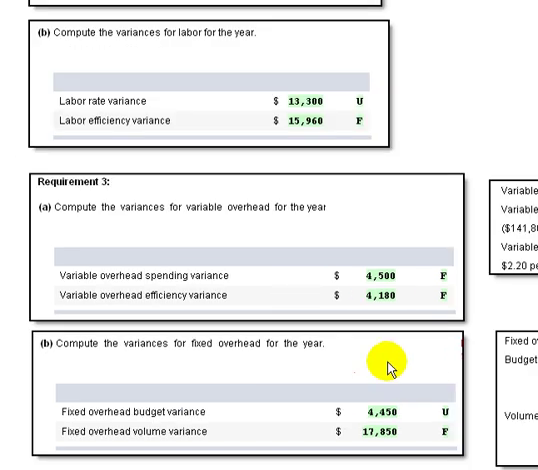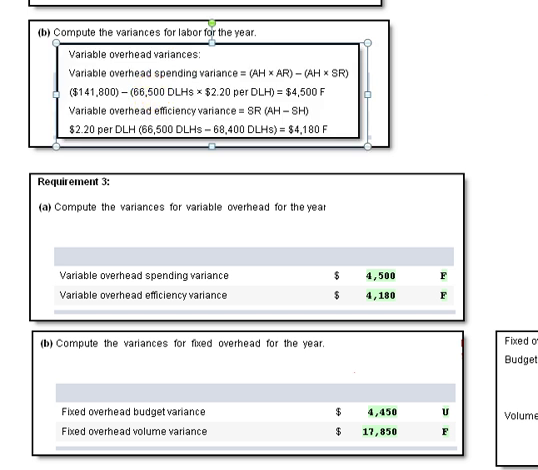Okay, I've moved the screen again, and now we have requirement 3 right in here, which says compute the variance for variable overhead for the year. In variable overhead, the spending variance was 4,500. The efficiency variance was 4,180. How do I get that? Let's just move the answers right here again. I'll put it over part of what we've already worked.